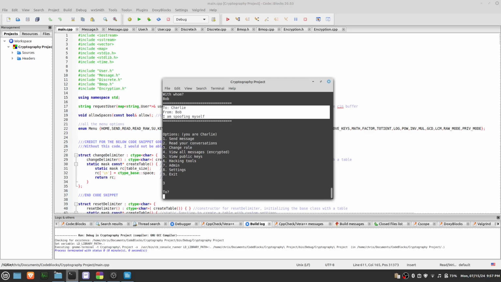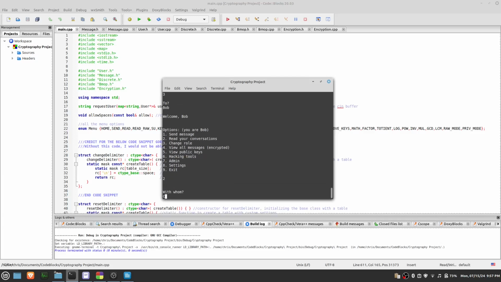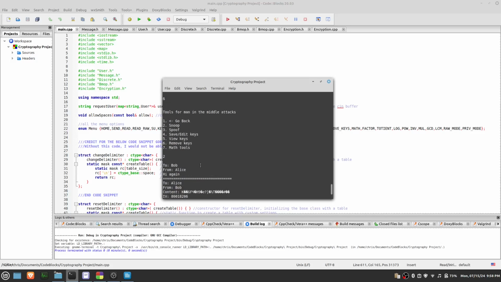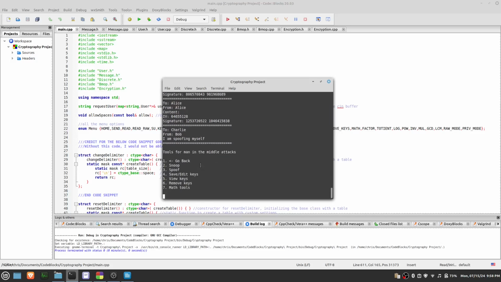But if I change role to Bob and I read the conversation with Charlie by snooping, it still doesn't say that it's spoofed. Okay, well, that's weird, because I know for a fact that, oh wait, am I Charlie? I'm Bob. Okay, that's weird because I know that whenever I send a message spoofing it, I always tell myself this is spoofed, by the way. Whatever though. Oh, that's right.